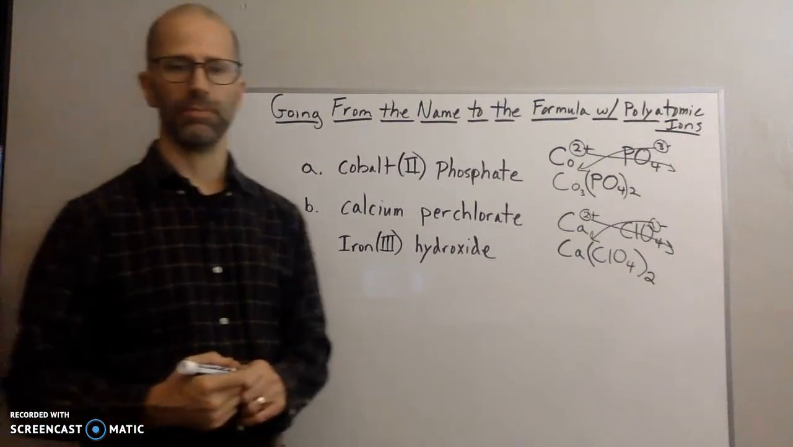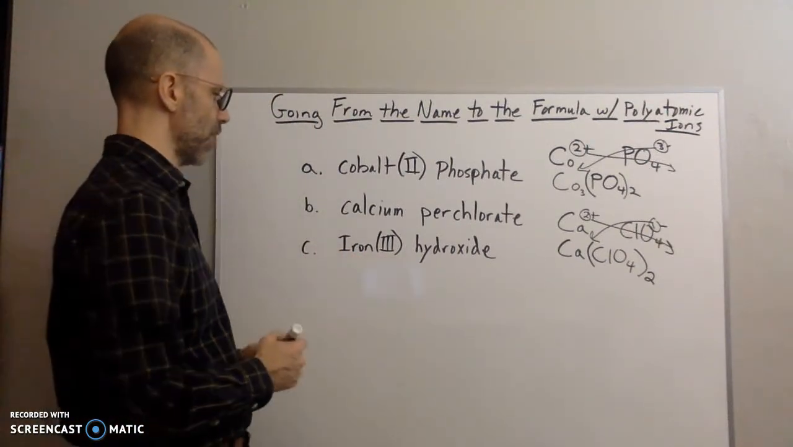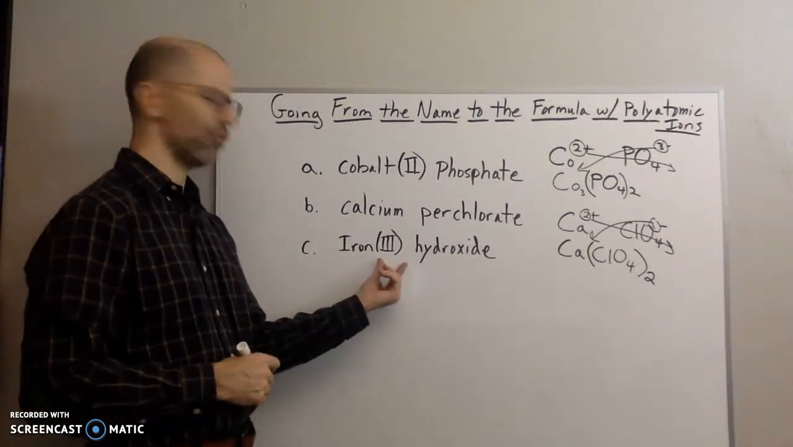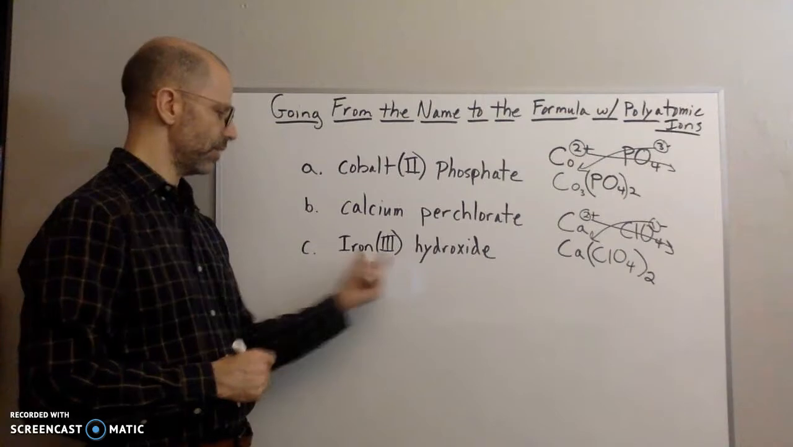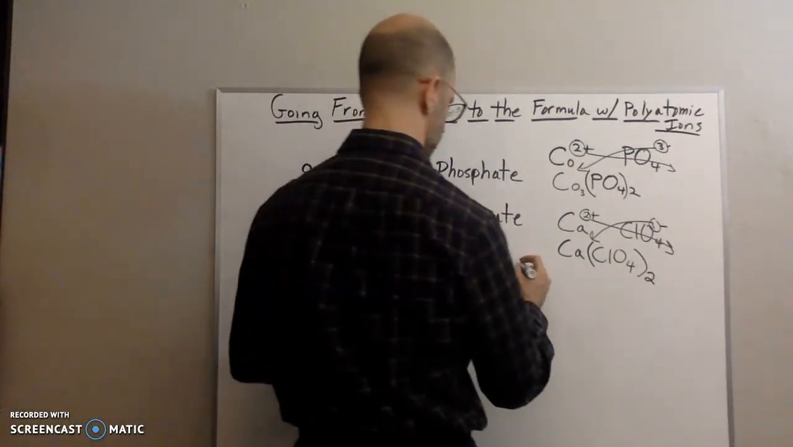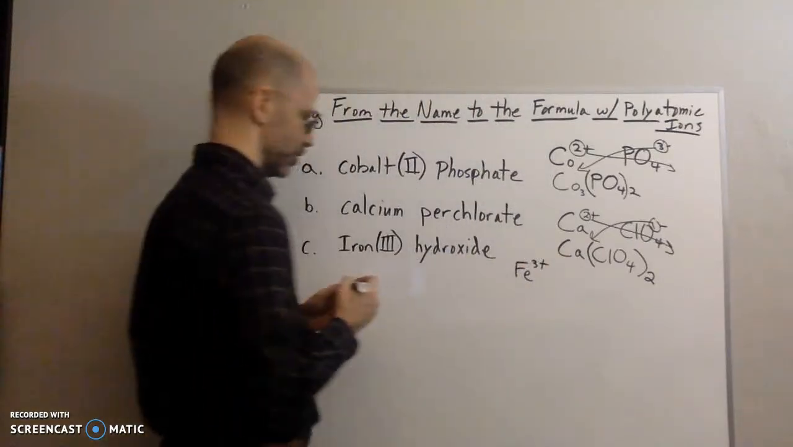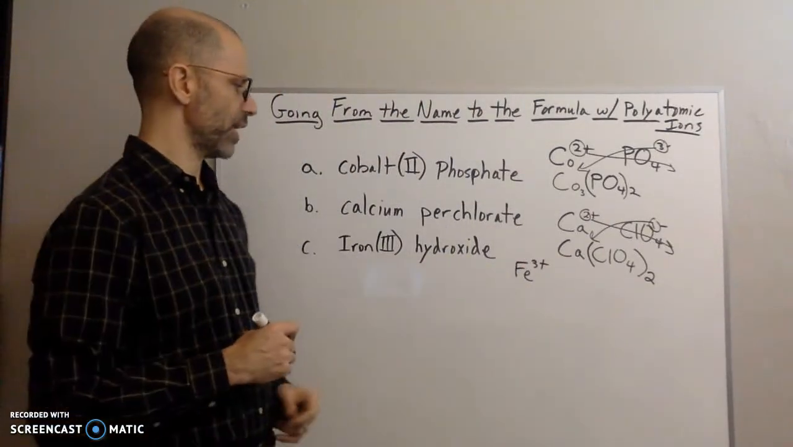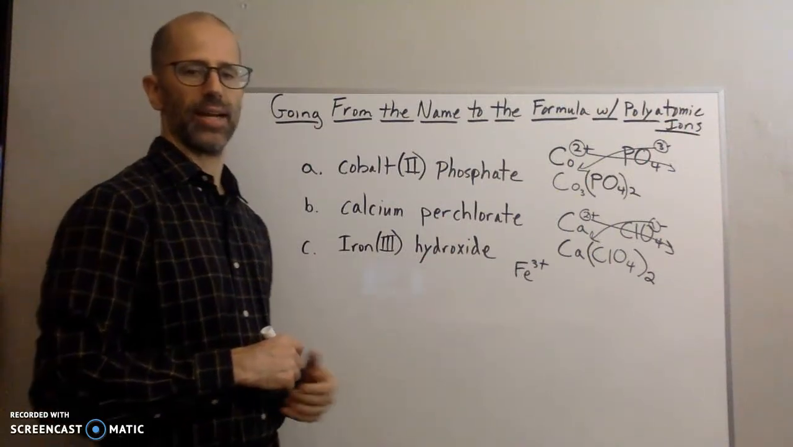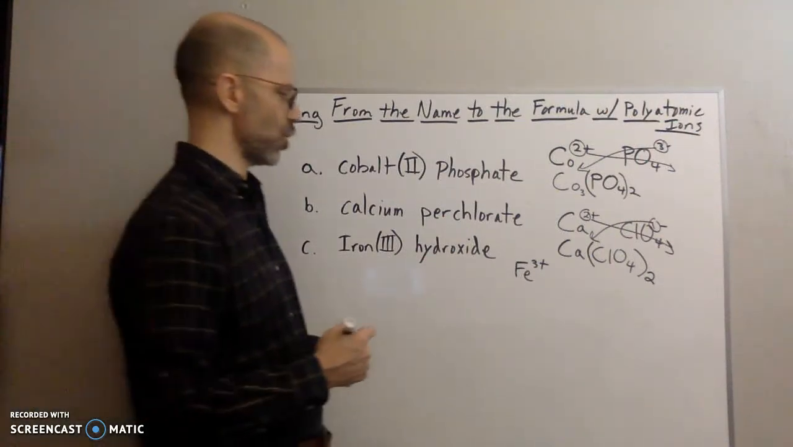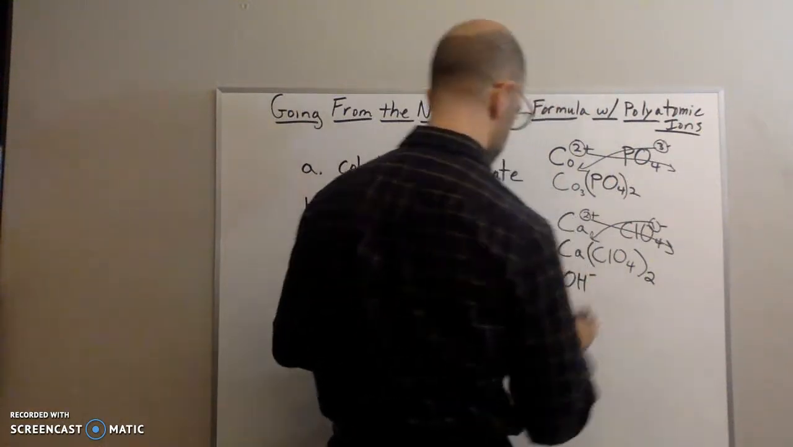So that's the formula. And then finally with C, I have iron(III) hydroxide. So again, I have the Roman numeral. The Roman numeral tells me the charge on iron. So I'm going to write that down. So I have iron with a 3+ charge. So that's my iron(III) ion. And then my next ion is hydroxide. Again, it's a polyatomic ion, so I need to know the formula and the charge. So it's OH minus.